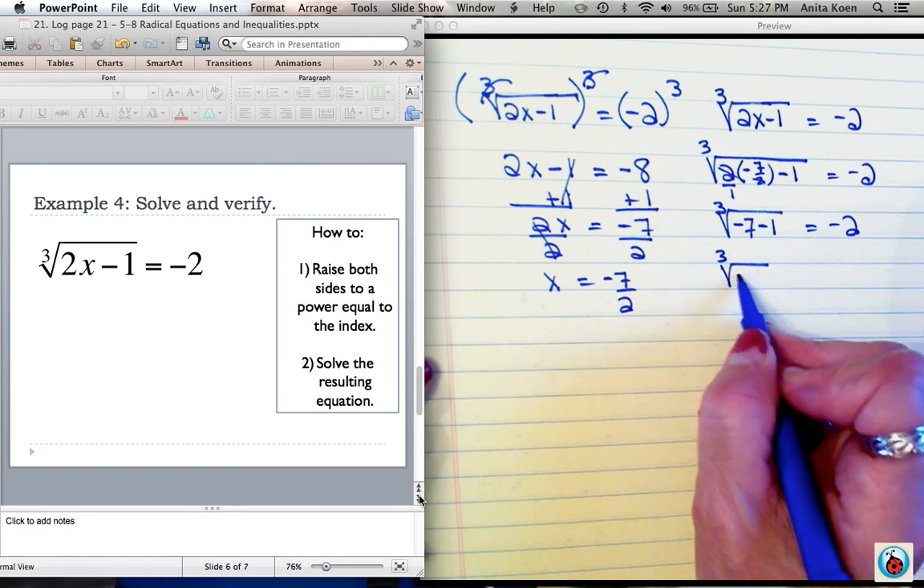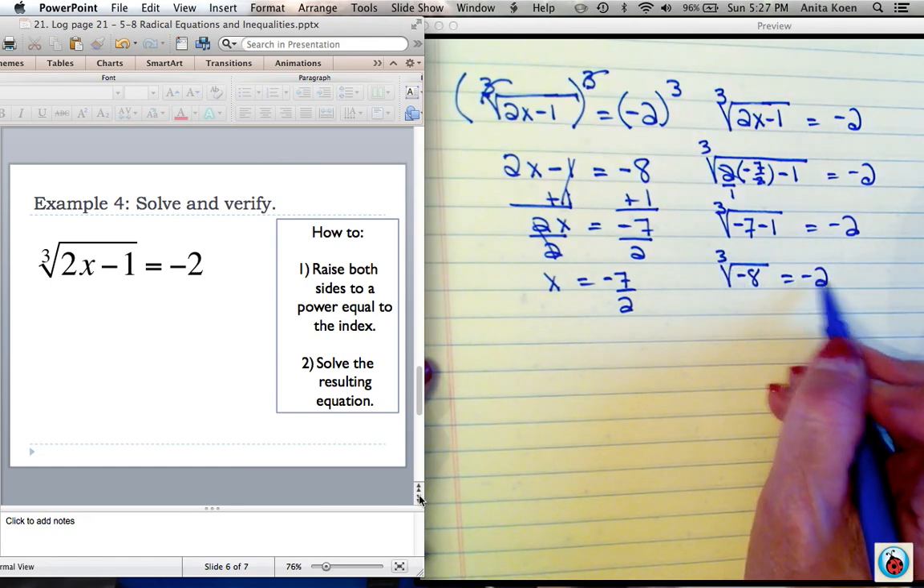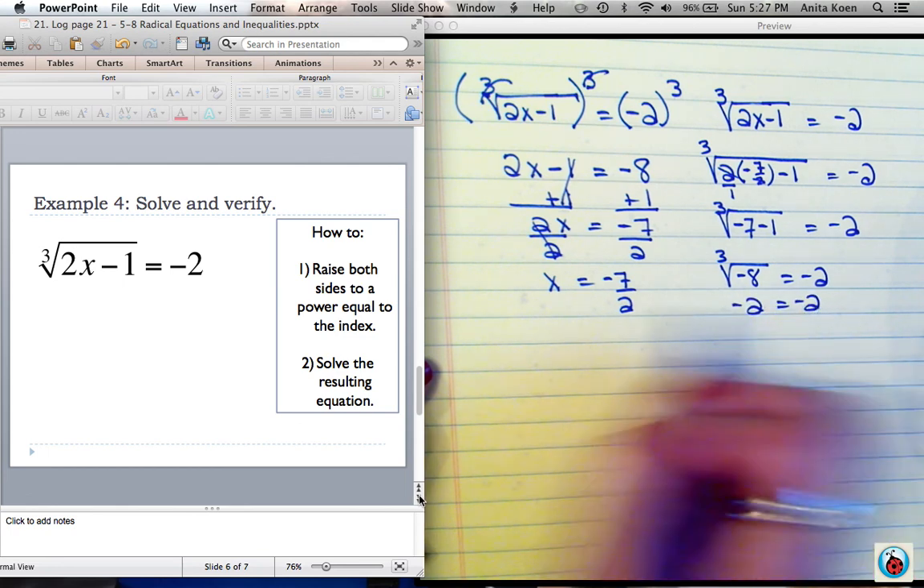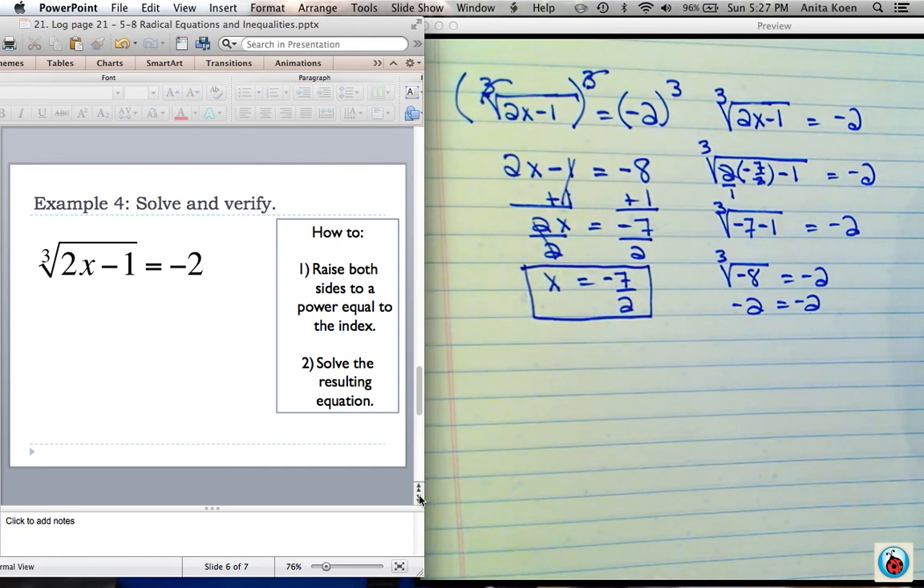Negative 7 minus 1 is negative 8. And we know that the cube root of negative 8 is equal to negative 2. So we know that this then is a valid answer, and it is the correct answer.